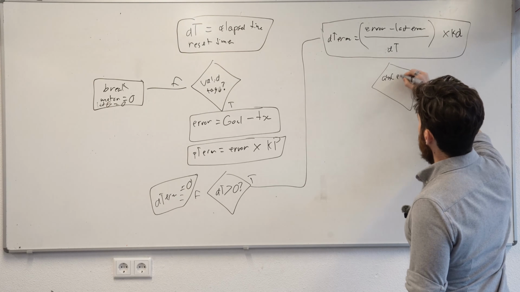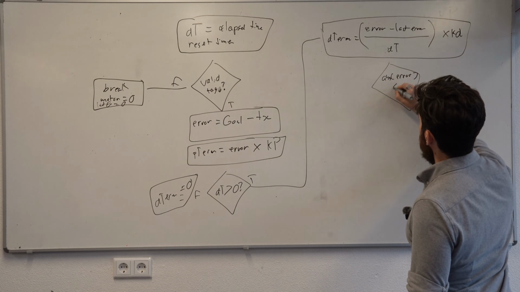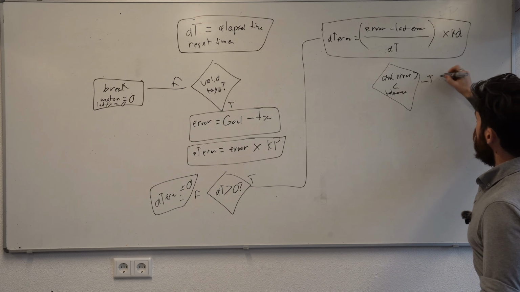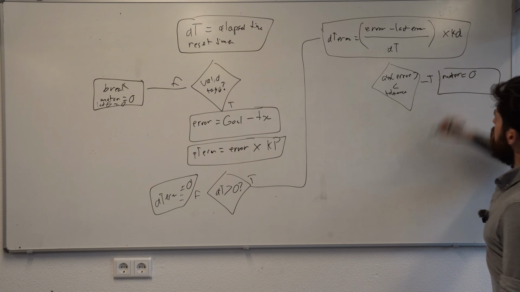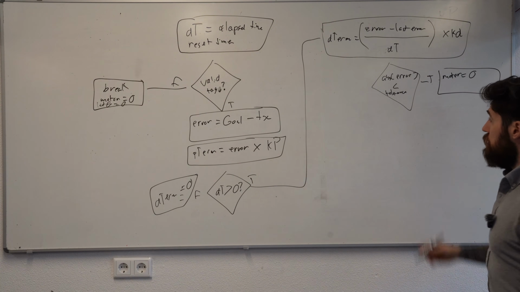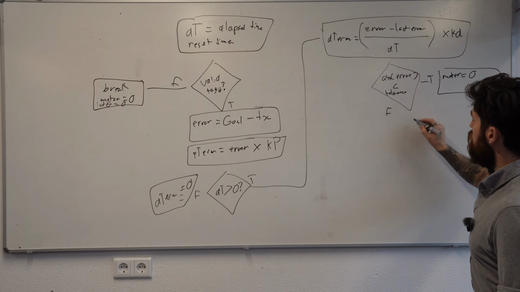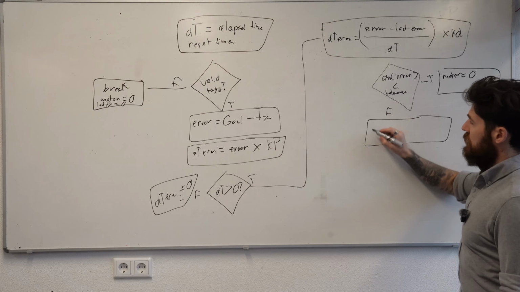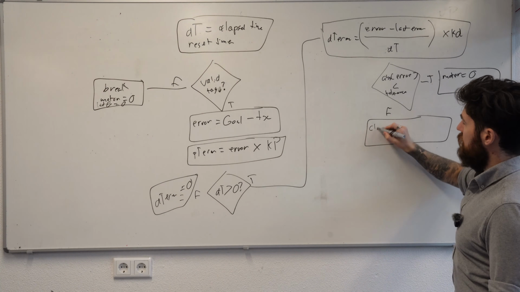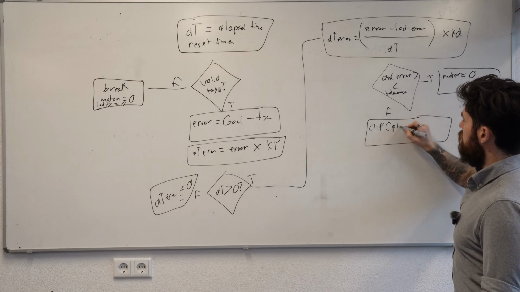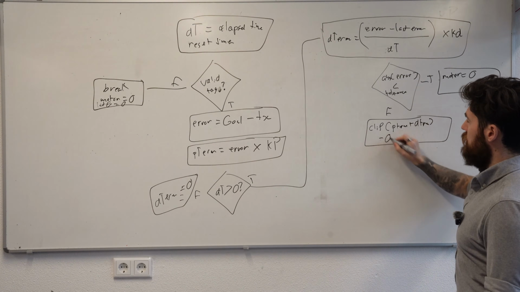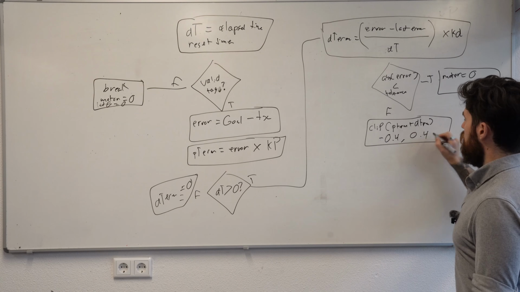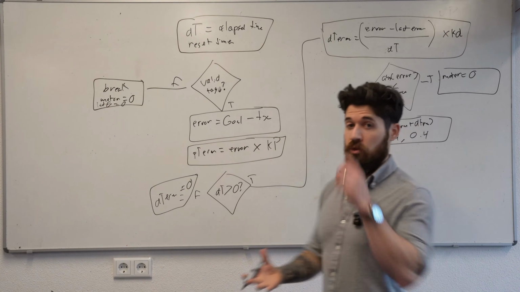So what we can do is we have another decision. If the absolute of our error is less than our tolerance, if this is true, then our motor equals 0, so that we are not rotating our motor anymore. If it's false, this is where we can actually apply our P term. And here we're simply going to say a clip of P term plus D term, and we're going to clip it between negative 0.4 and positive 0.4, depending on how much your rotation is.